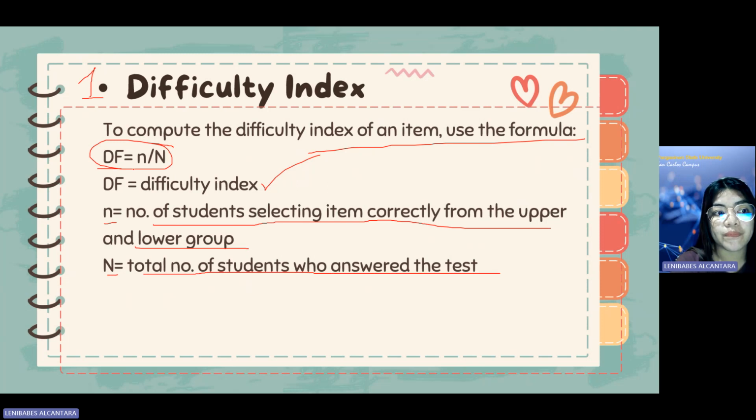Okay? Ulitin ko. The formula of difficulty index is DF equals N over capital N. Okay? DF, difficulty index, kung ilan yung nakakuha ng tamang sagot sa mga nag-take ng test from the upper and the lower group. Later on, we will be computing how to get the upper and lower group. Okay? Divided by the total number of students who answered the test. I hope you get the point of it.